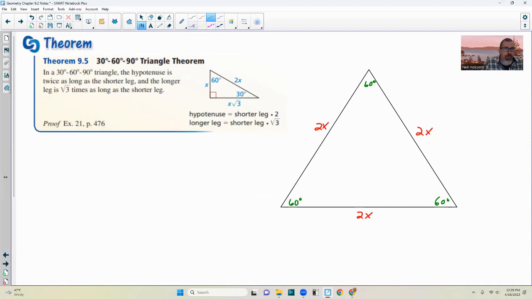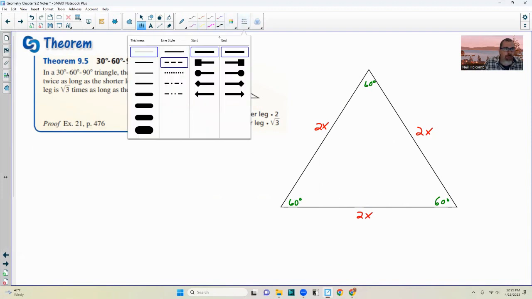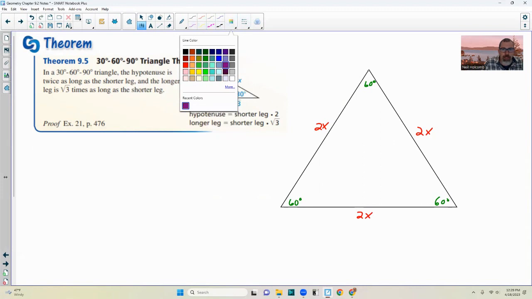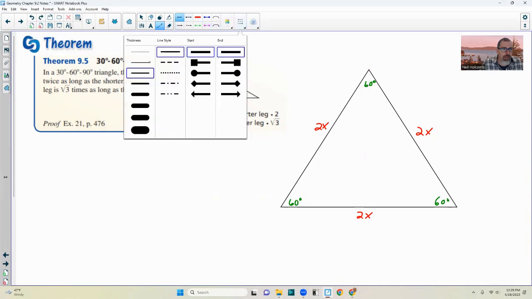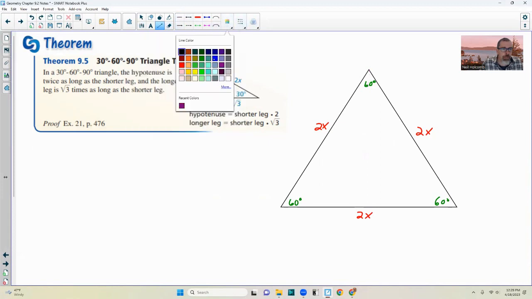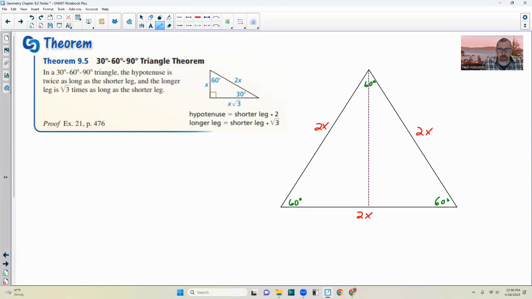Okay. I'm going to get a purple line segment, and I'm going to cut this. Whoops, that wasn't a straight line. Let me try that again. Let's do here, here, and purple, and set that there, and drag that down like so. That is an altitude. I formed a 90-degree angle with the base. It cut this in half.